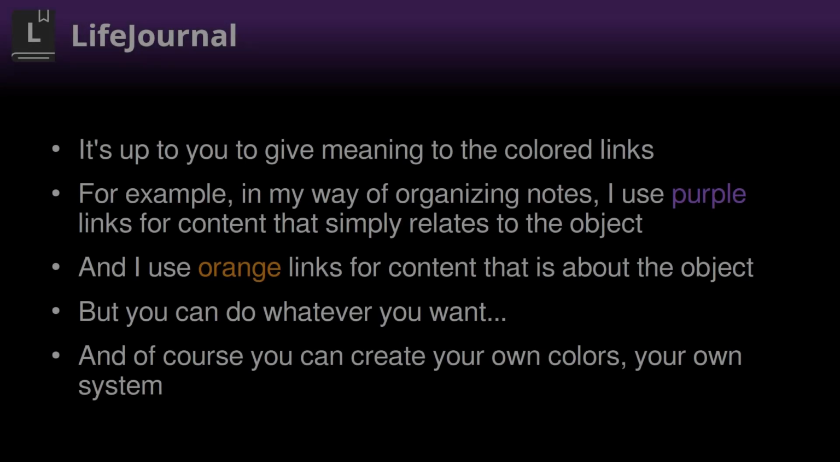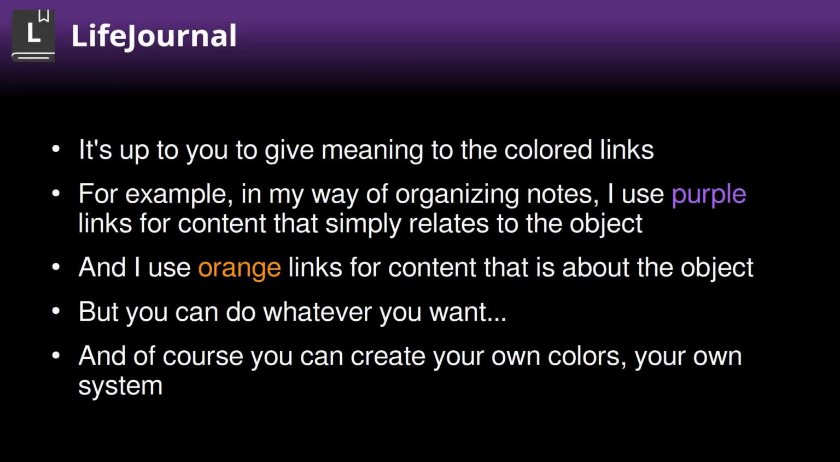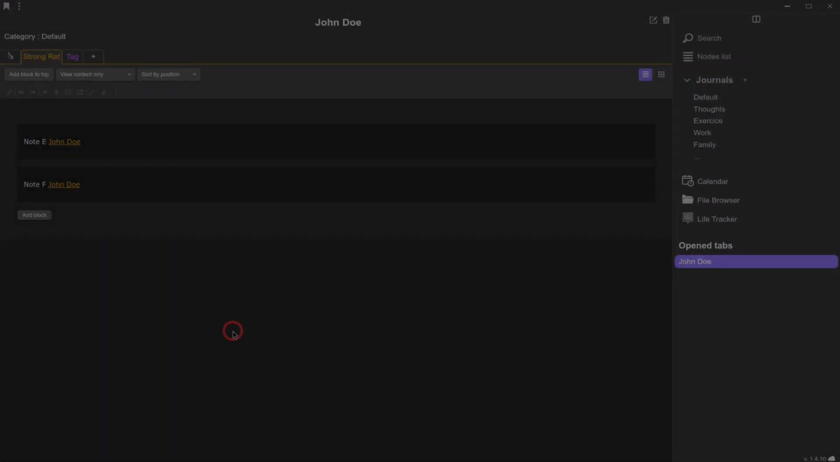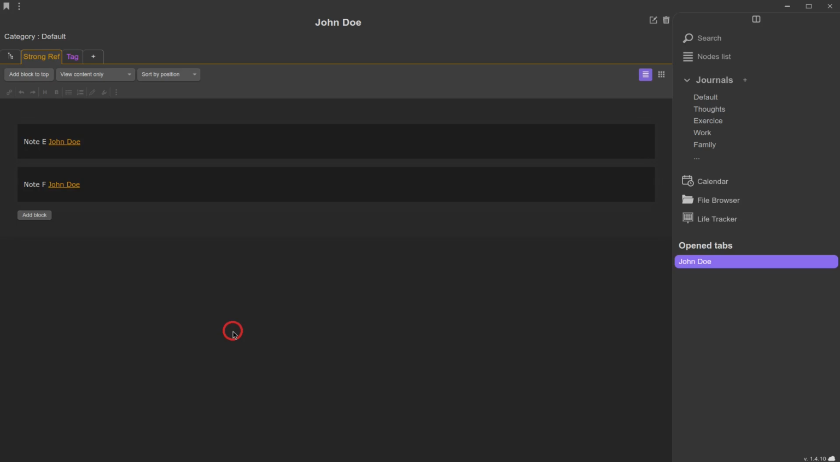For example, in my way of organizing notes, I use purple links for content that simply relates to the object. And I use orange links for content that is about the object. But you can do whatever you want. And of course, you can create your own colors, your own system. For example, I will show you right now how to create a new color, a new type of link.